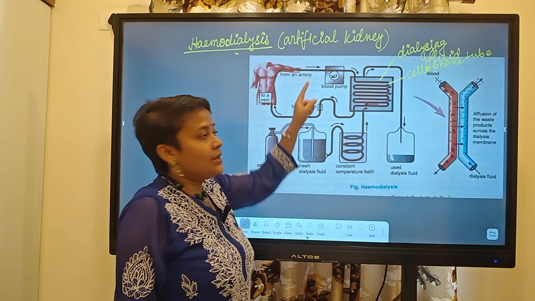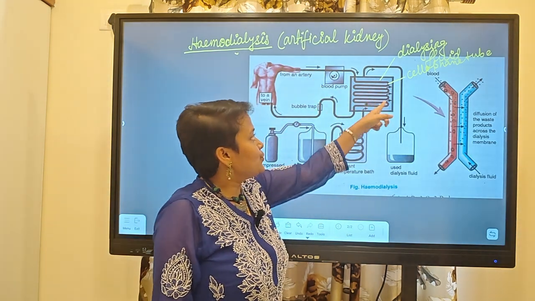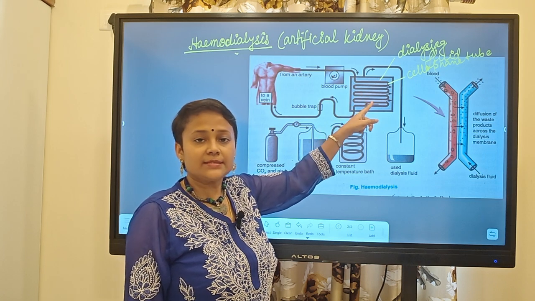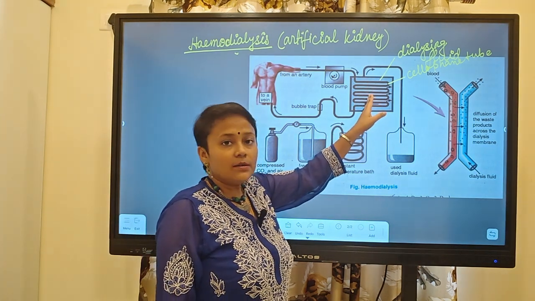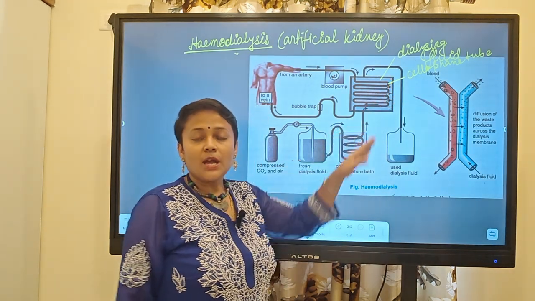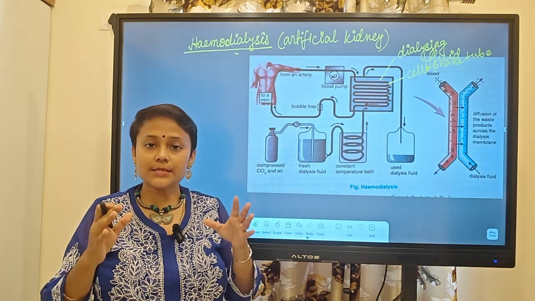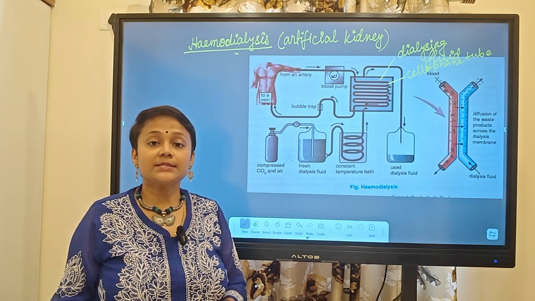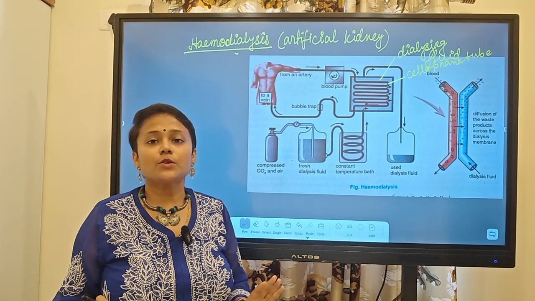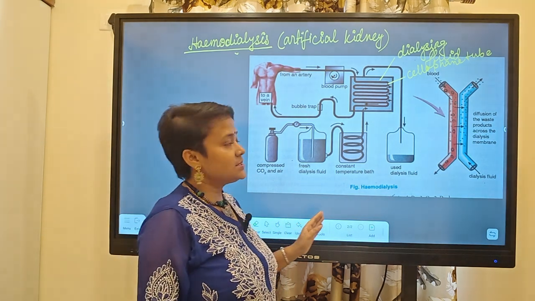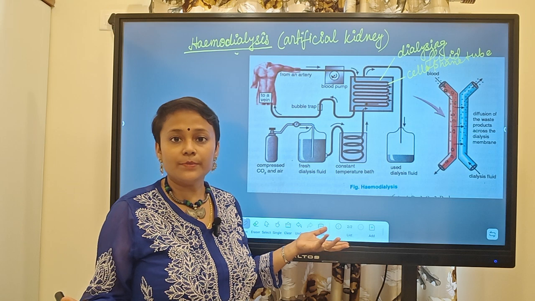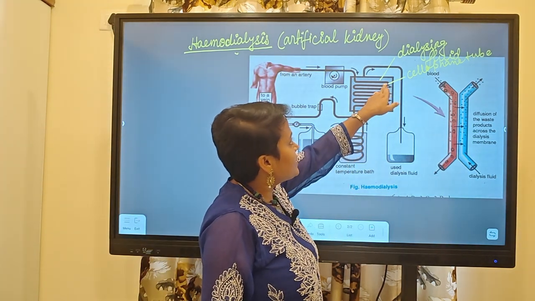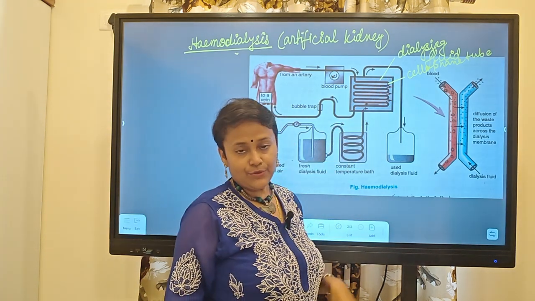So when the blood comes through the cellophane tube, this cellophane membrane allows the nitrogenous waste to pass from the tube to the dialyzing fluid, and the dialyzing fluid will have the same composition of plasma, except, I am repeating, except the nitrogenous waste will not be there. So by the process of osmosis, as they all are soluble nitrogenous waste, from the cellophane tube it will come to the dialyzing fluid.